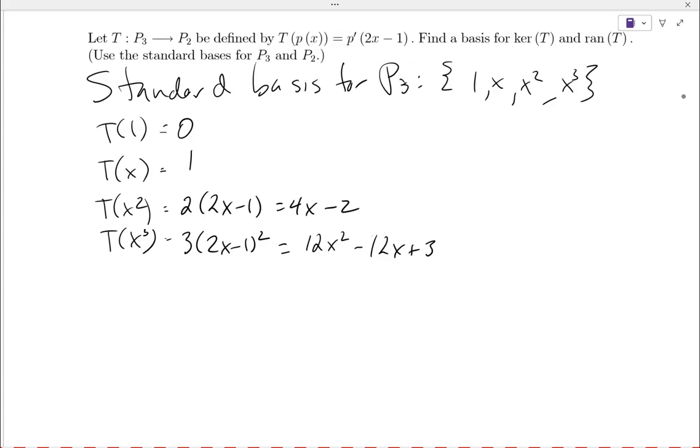All right. Now again, remember, once we know what a transformation does to a basis, we know what it does to absolutely everything, right? Because I can write any polynomial here as a linear combination of the standard basis vectors, right? So for example, if you wanted to do, say, the transformation applied to 3 minus x plus 2x squared plus x cubed.